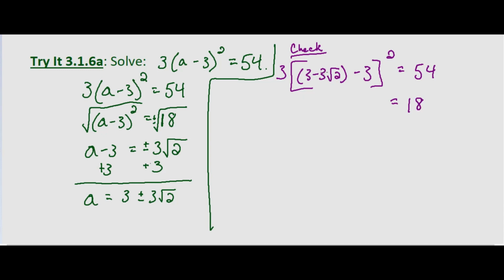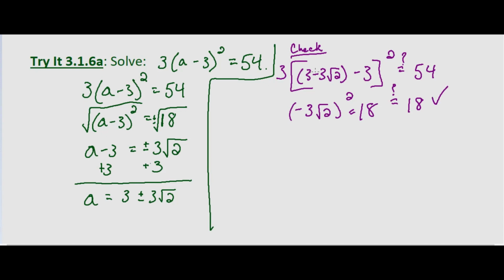So 3 minus 3 times the square root of 2 minus 3. 3 minus 3 is just 0, so this ends up being negative 3 times the square root of 2 squared. Again, we want to know, does it equal 18? So negative 3 squared is 9. Square root of 2 squared is 2. 9 times 2 does equal 18. So this does equal 18, and that checks.